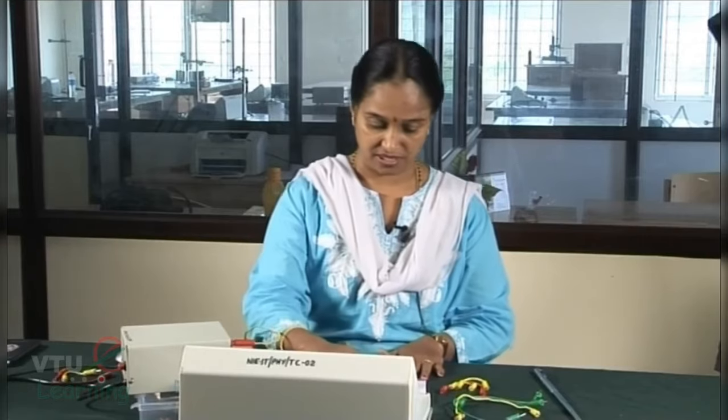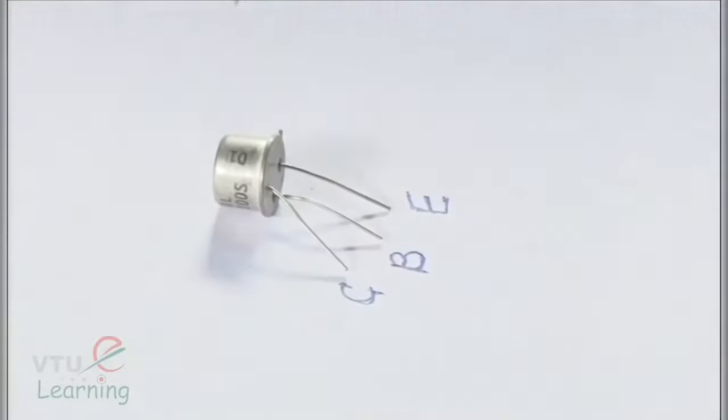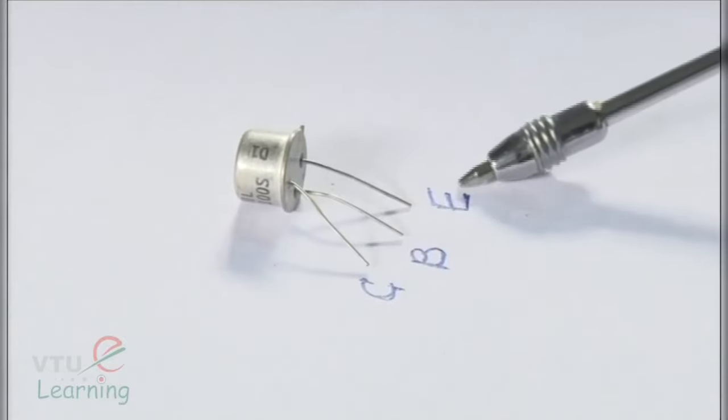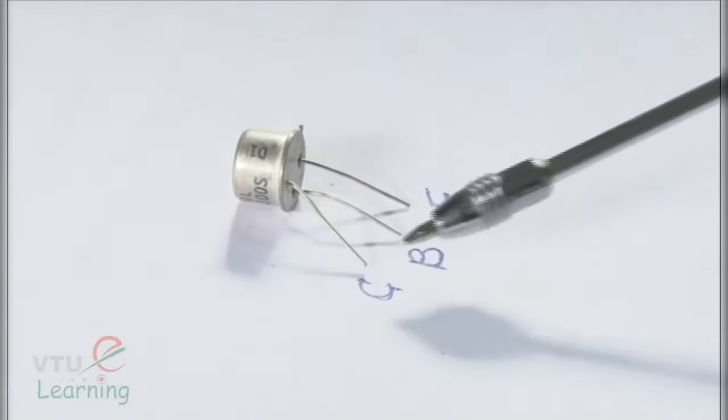Characteristics of transistor. Let us study the VI characteristics of transistor and hence determine its input resistance, output resistance and current gain. Transistor is basically a semiconducting device consisting of three terminals having two junctions. The three terminals of transistor are emitter, base and collector.